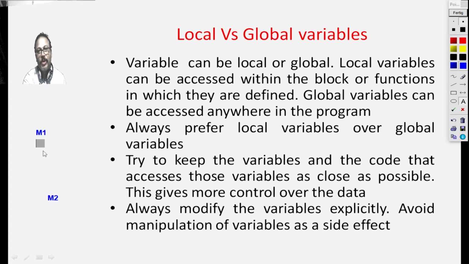We'll discuss more about what exactly is local and what is global. Global means one which is valid across all the modules. Say M1, M2 are here. If they are valid across the modules, then they are global variables. If they are valid only within one module, then they are called local variables. Always use local variables. That's the preferred method.